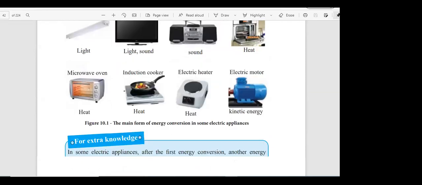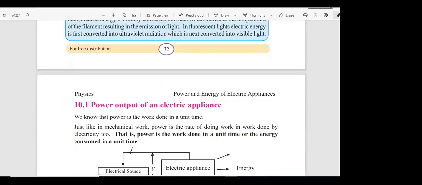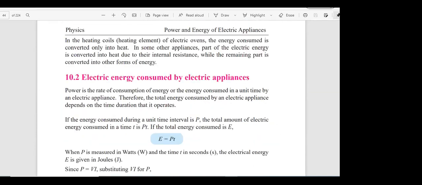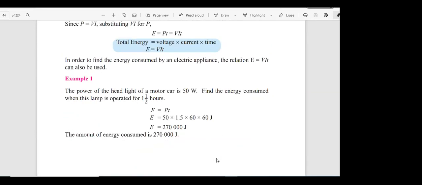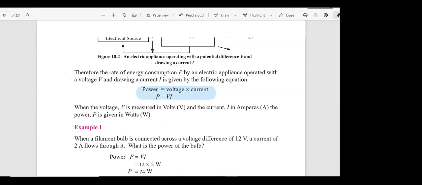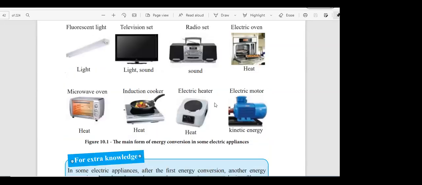So you should know how to compare these things. You should know how to compare advantages, disadvantages, power consumption, all this you should know, right? So they have given the main forms of energy conversion in some electrical appliances. Mostly heat, then some of this light, light and sound, both in television, right? Okay, back to this PowerPoint slide again.